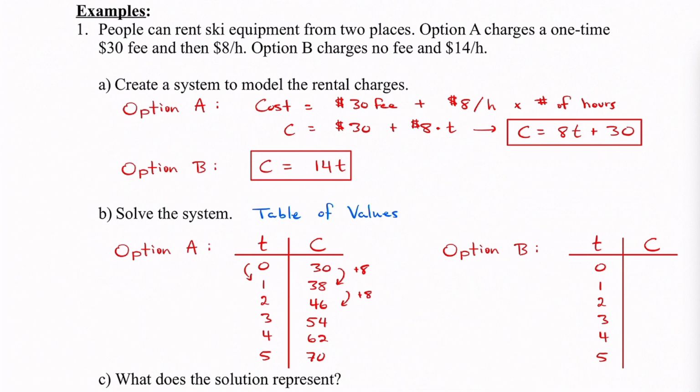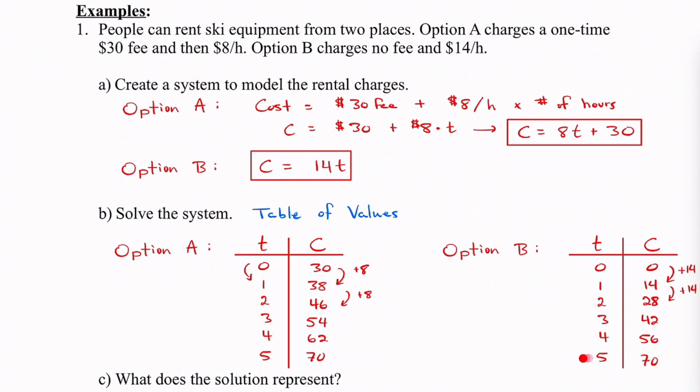For option B, that one had no initial fee, so after 0 hours I'm still going to be at $0. But for every hour, it was going to be $14, so I have to add on $14. Then I'll be at 14, and then add on another 14, so I'll be at 28. This is just going to continue down. Next I'll be at 42, then add another 14, I'll be at 56, and then add another 14, and I get to 70.